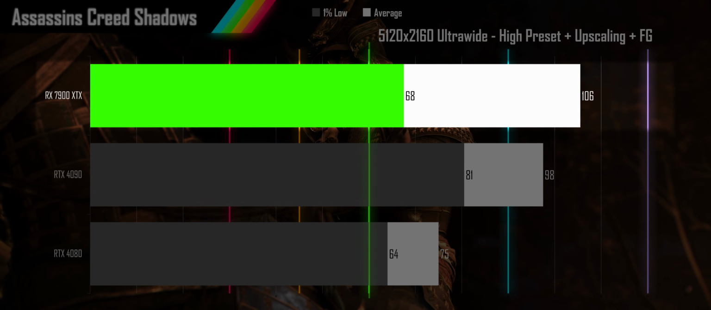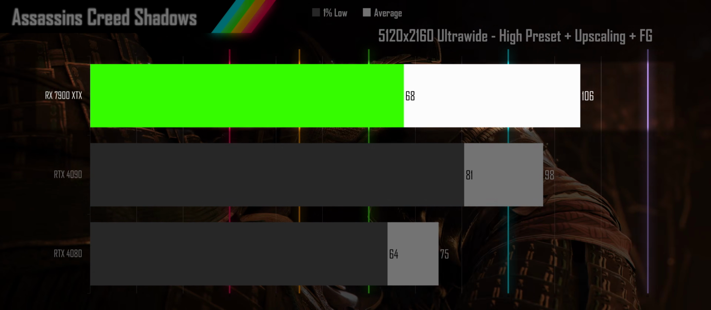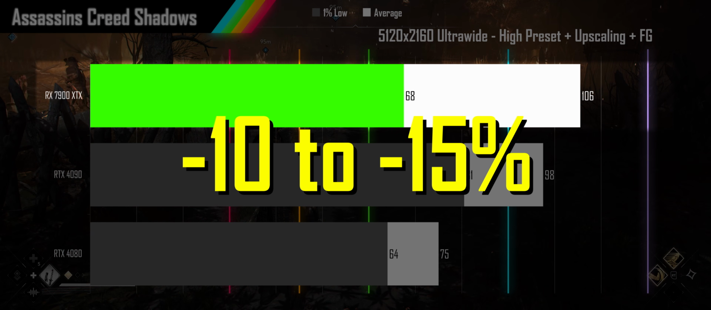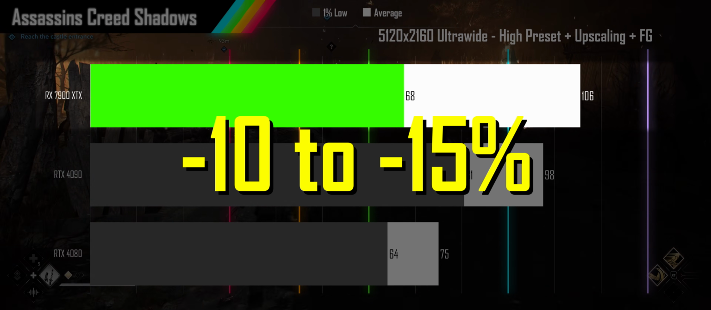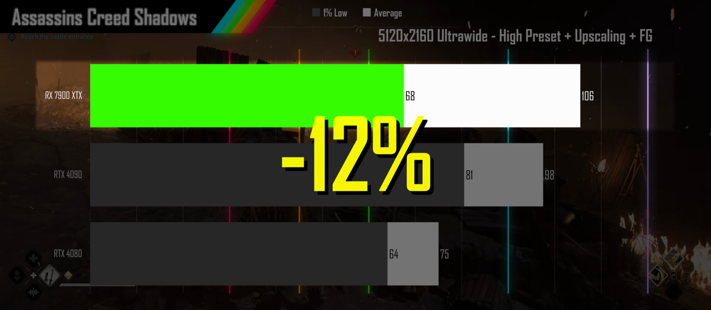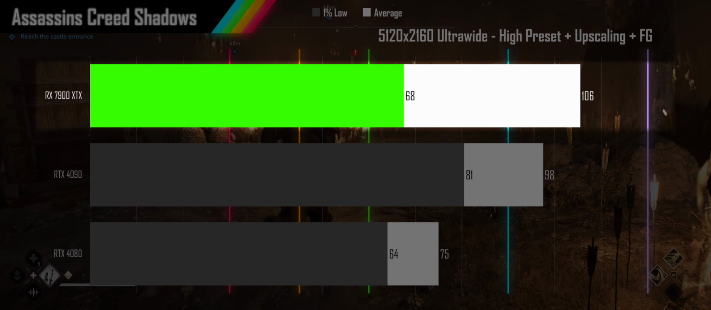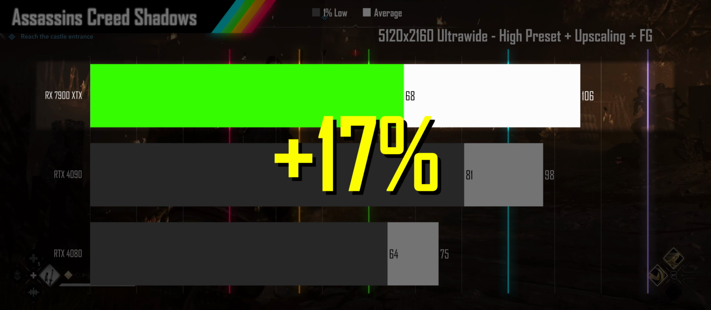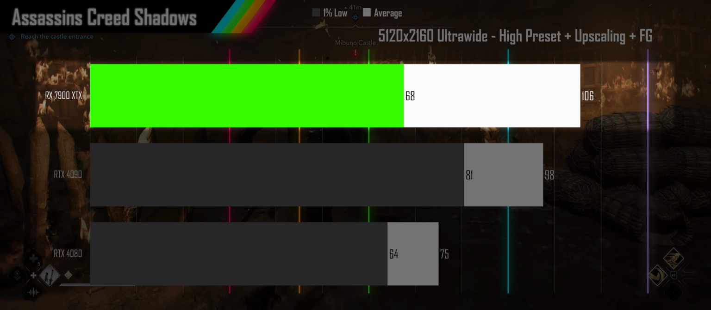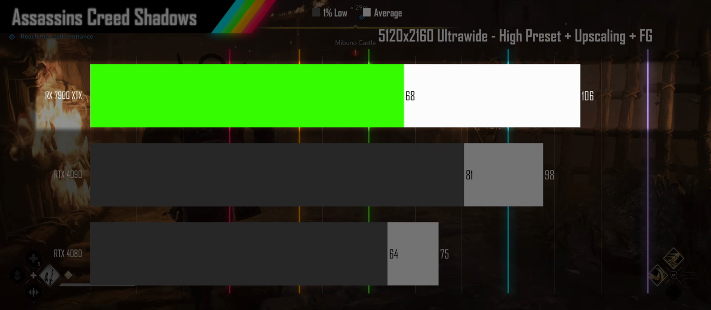So you may be wondering how does the 7900 XTX improve its 1% lows when frame gen is turned on, when the expectation is for a 10 to 15% performance hit to both the average and the 1% lows before the frames are doubled. Well, the average did see that performance hit, but somehow the 1% lows saw a 17% performance gain before being frame doubled. It didn't improve quite as much as it did at lower resolutions, but it's still a welcome improvement.